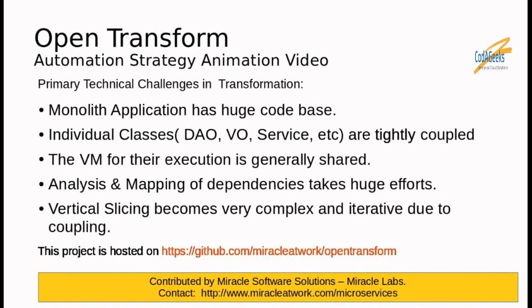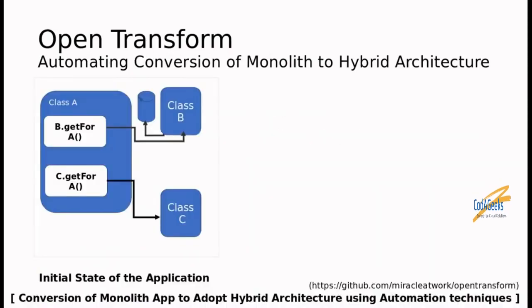Primary challenges faced while transforming a monolith to microservice are due to its huge codebase. It has various classes representing DAO, VO, business delegates, services etc., and they are tightly coupled. You spend huge efforts in analysis and mapping of dependencies for the business function to slice out of the monolith application. Still, vertical slicing becomes very complex due to coupling.